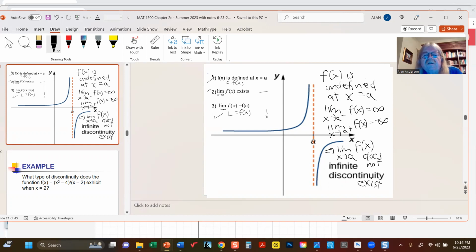So the first two are false. And we, of course, don't have to worry about the third one, but if the limit doesn't exist, then clearly it cannot equal f of a. So this fails on all 3 counts.